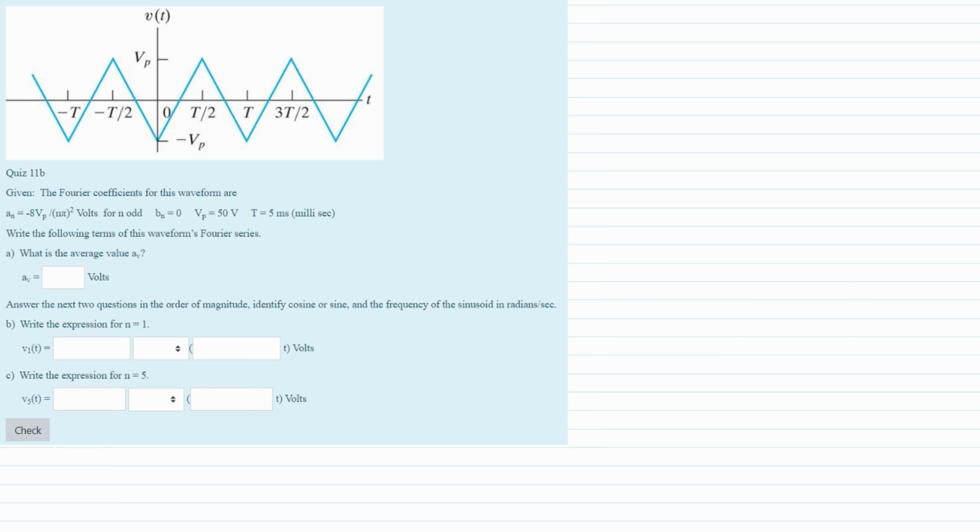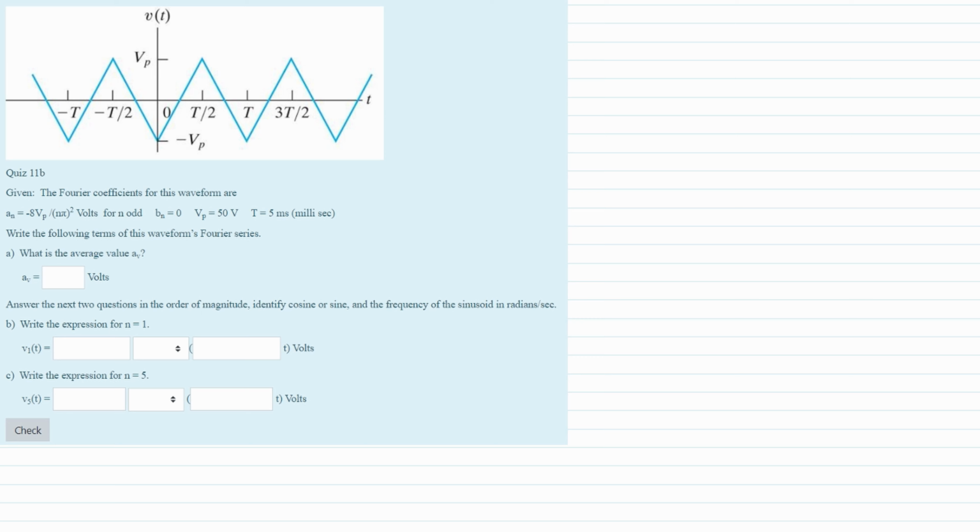Given the Fourier coefficients for this waveform, we have a of n for n odd, we have b of n, and we have our Vp, and T is equal to 5 milliseconds. Now we've actually done a homework problem that's very similar to this, where we find our a of n and our b of n and our average value. But let's look at the average value right here.